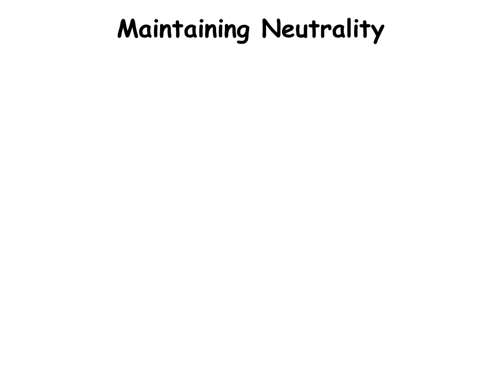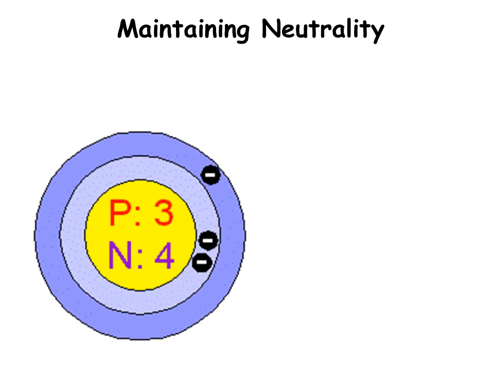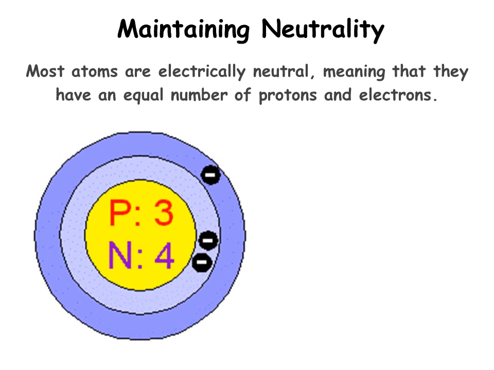Now, neutral atom, or maintaining neutrality. An atom can be neutral when the number of protons is equal to the number of electrons. Look at this. Most atoms are electrically neutral, meaning that they have an equal number of protons and electrons. Look here in this atom, there are 3 protons, and outside in their shells, these are the electrons. There are 3 electrons.